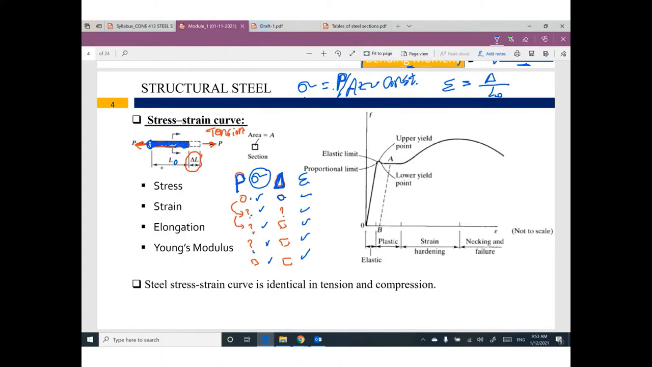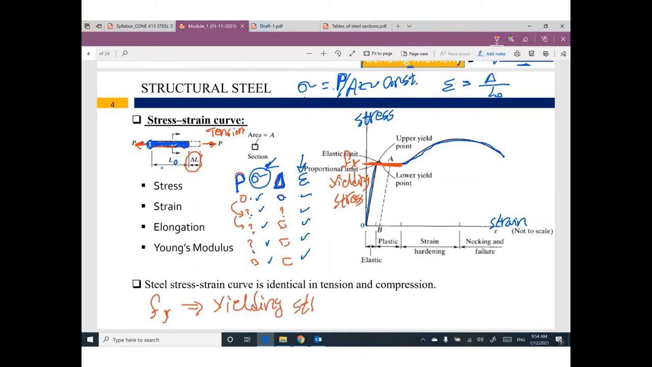Once you get another table for sigma and strain, if you construct a relationship between strain and stress, you can get this relationship for this curve. This curve can be called the stress strain curve for steel. Just to make sure you understand this point, at this location we have a plateau, a horizontal relationship. At this location we have something called F yield, the yielding stress of steel. This term is very important.